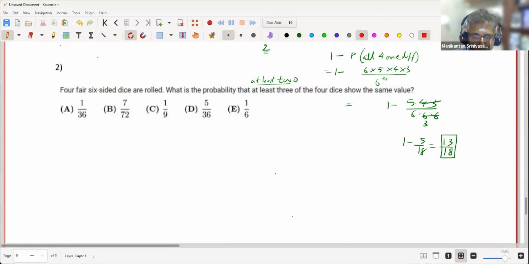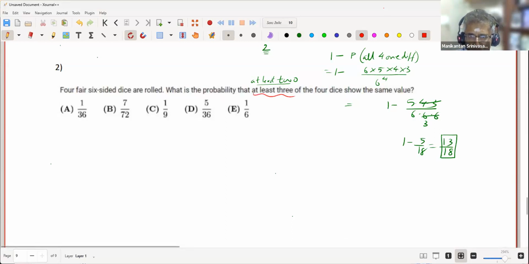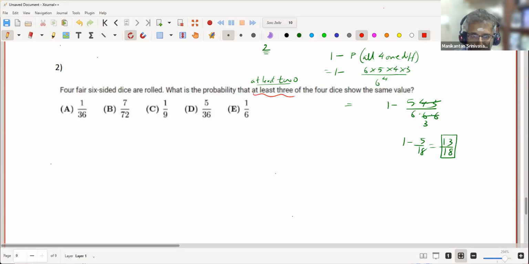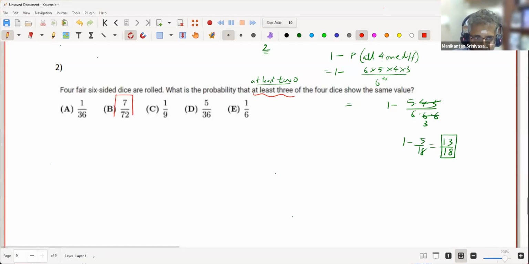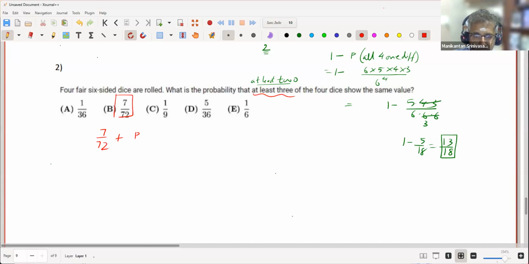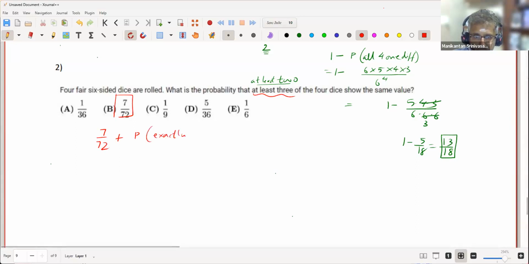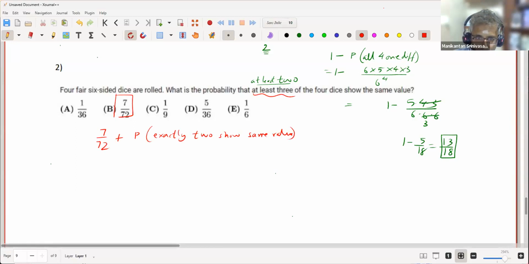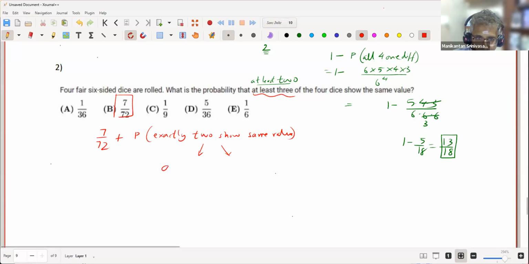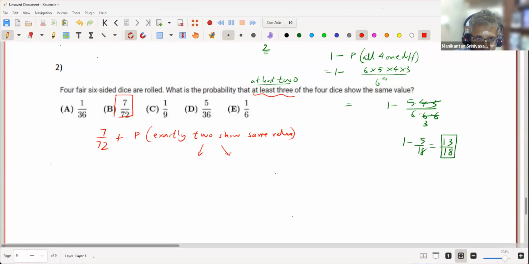So his method was, we anyway know the probability for at least 3. So if you add 7 by 72 to the probability of exactly 2, we should get the same value. And in this, Rohan pointed out rightly that this could be of 2 varieties. This itself could be a variety like A, B, C. That's one variety. The ordering does not matter. I'm just saying 2 numbers matching, and the other 2 numbers are different.